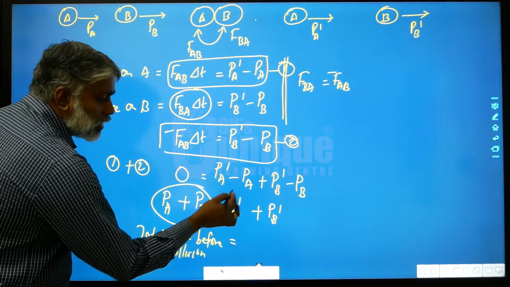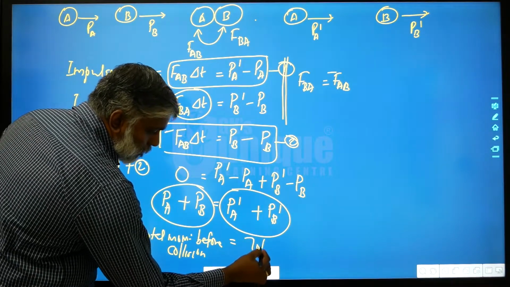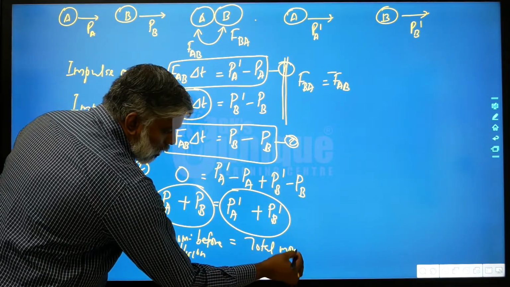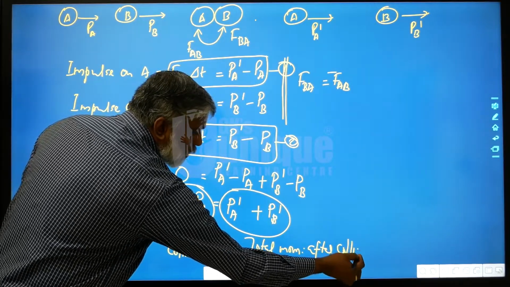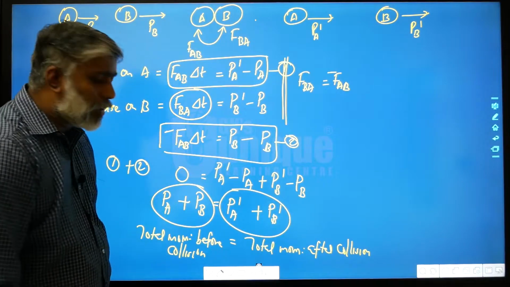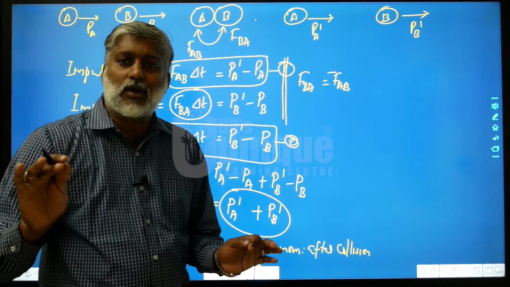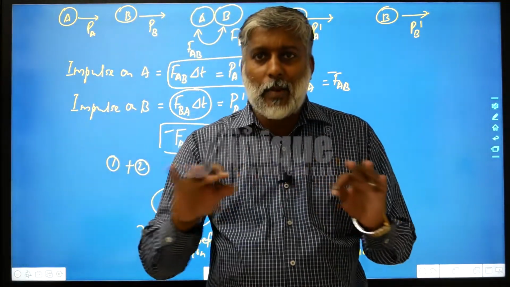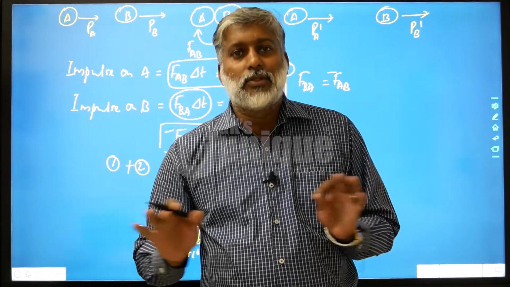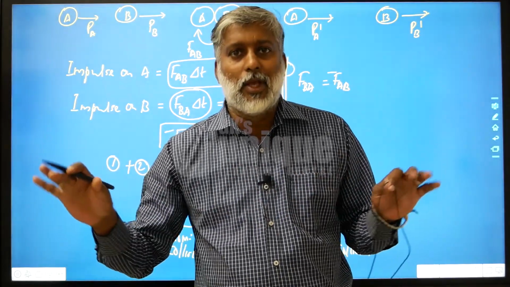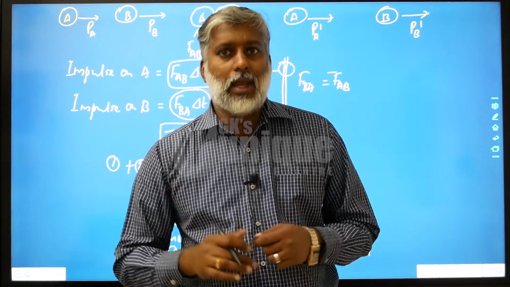Then what is this? This is the total momentum after collision. Okay, so the total momentum before collision and the total momentum after collision are equal. That is, no change for momentum. Momentum remains constant. Before and after collision, momenta are the same. So the situation obeys what? Law of conservation of linear momentum.